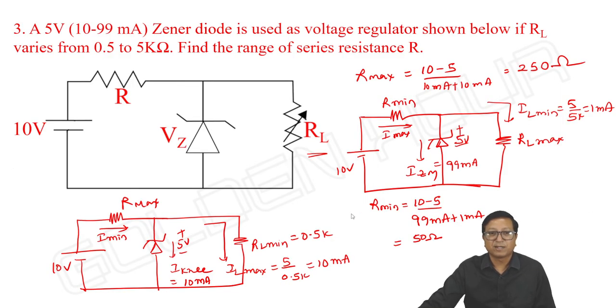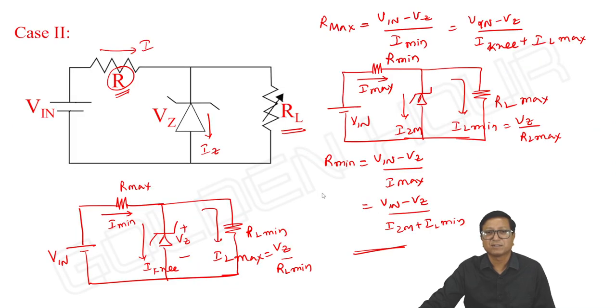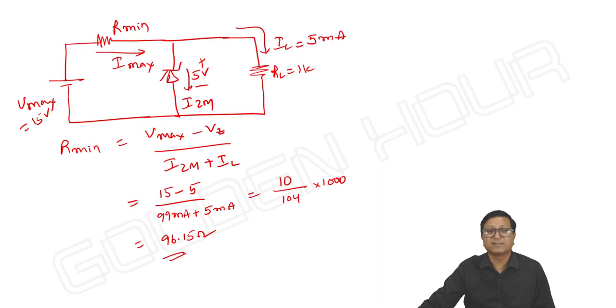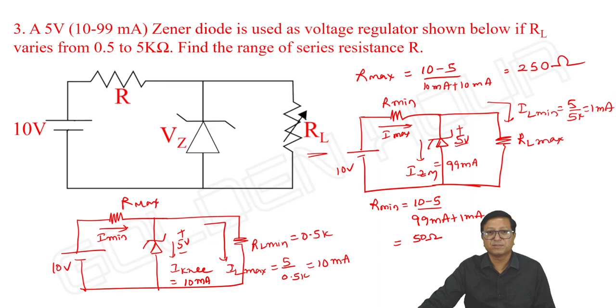In the previous problem, if you take R minimum, how much we got? It is 116 point something, I do not remember the value. 96.15 R minimum. Now, what is R minimum? In this particular case, it is found to be 50 ohms. Okay.